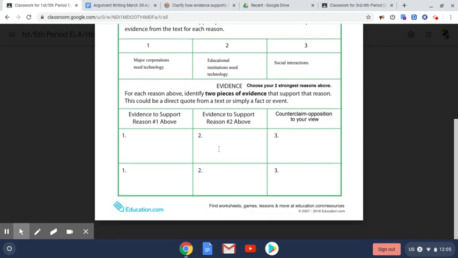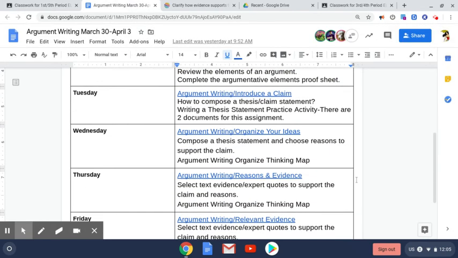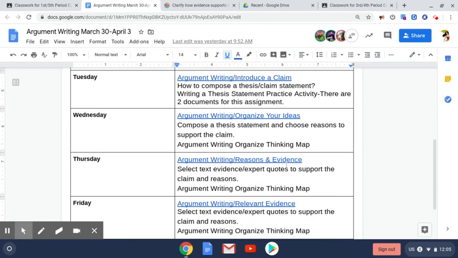And now today, go look for 2 pieces of evidence. Remember, evidence can be a direct quote from an author, from an expert, from a doctor, from a business person, from a student. Evidence can be examples that you pull out of the text. Remember that you can paraphrase something that was written in any of our selections, and that can be your evidence. So today, March 2nd, Thursday, argument writing, reasons and evidence. Select text evidence, expert quotes to support the claim and reasons.